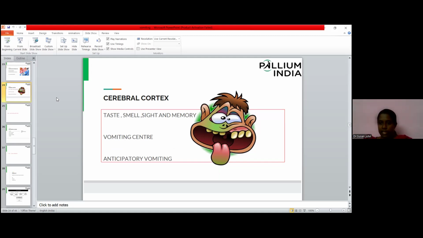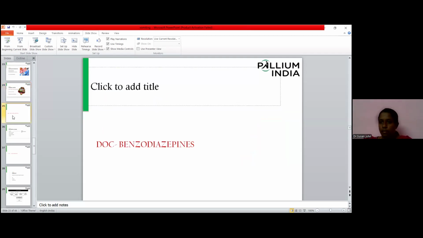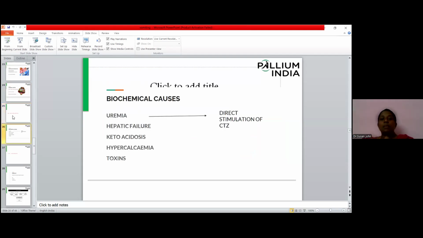We already discussed what anticipatory vomiting is. So this is the mechanism of it. The action is mainly through the cerebral cortex. I already told you there is some anxiety part. So here the drug of choice is benzodiazepines, to reduce the anxiety part. Low dose benzodiazepines are the drug of choice for anticipatory vomiting. Next thing is some biochemical cause.